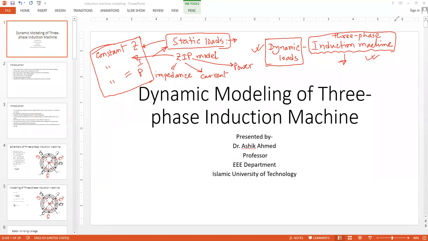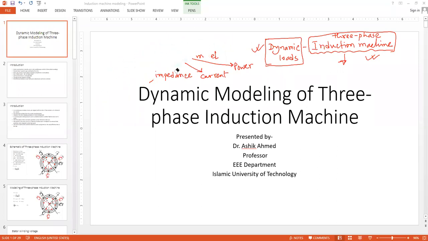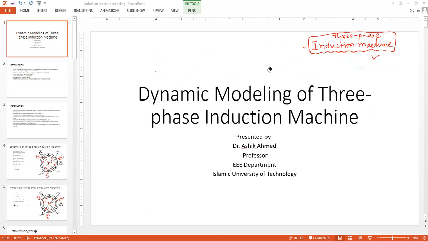So if we look into the constructional part of the induction machine, and if I want to compare it with the synchronous machine that we have already discussed throughout our lectures till now, the machine construction could be divided into two main parts. One is the stator part, the part of the machine which remains stationary throughout its operation. And another one is the rotor part.